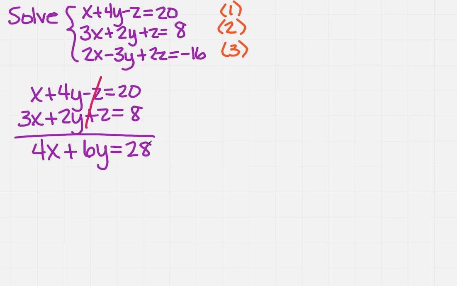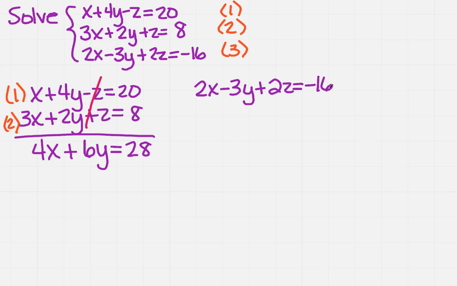Okay, so what that means now is I've got to figure out a way to do that again, including one of the equations I have not used yet. So I haven't used equation number 3. And just as a reminder, this was equation 1, and this is equation 2. So I need to use equation 3 in some format. So I'm going to go ahead and write it first. So 2x minus 3y plus 2z equals negative 16.